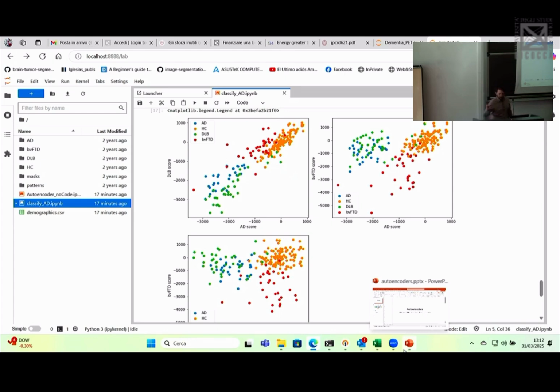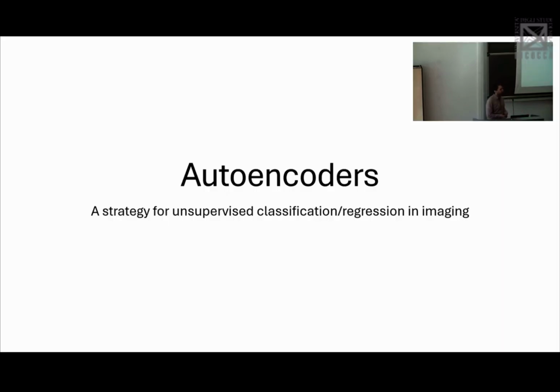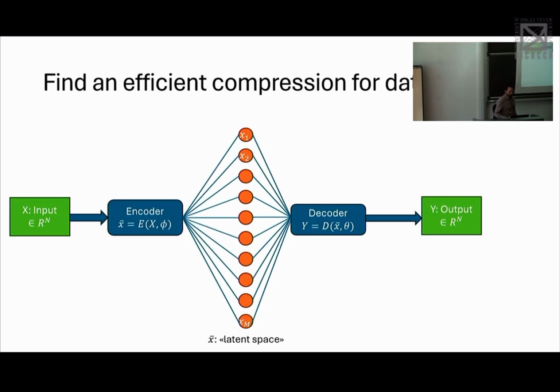Okay, so last time I was told that most of the students here haven't encountered autoencoders yet, except for maybe one. So I want to give you one slide about that. This is basically a strategy for unsupervised classification and regression, in our case applied to imaging. So how is an autoencoder defined?